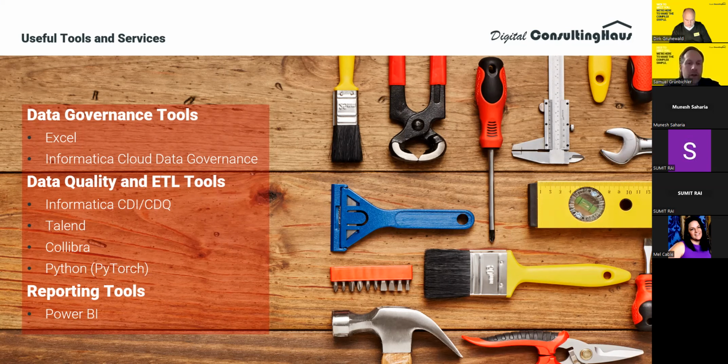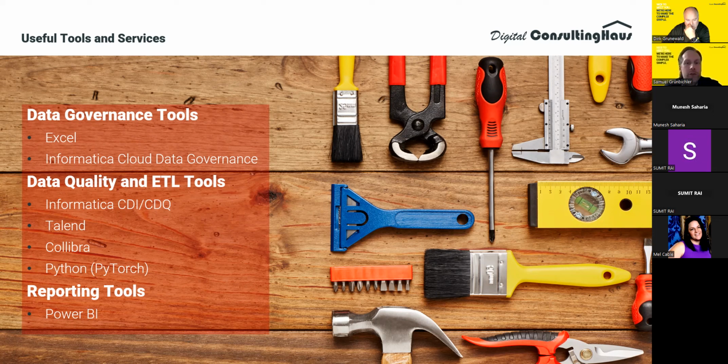Also, Informatica Cloud data governance is a tool for data governance we can use. Some of the ETL tools we have are Informatica, CDI, CDQ, Talend, Collibra, and Python, especially PyTorch. And for reporting, we suggest Power BI. But of course, this is just a small selection of tools that you can use. There's more. We can also talk about the tools that you already have, if you have tools in some of these areas. This is just an example of tools that might help you in case you're looking for some.